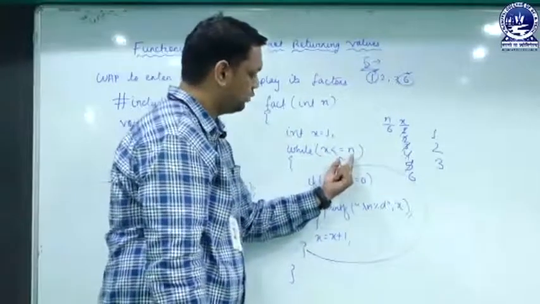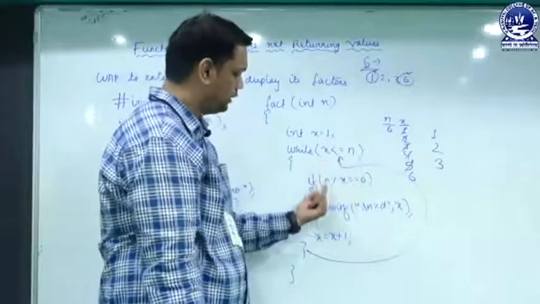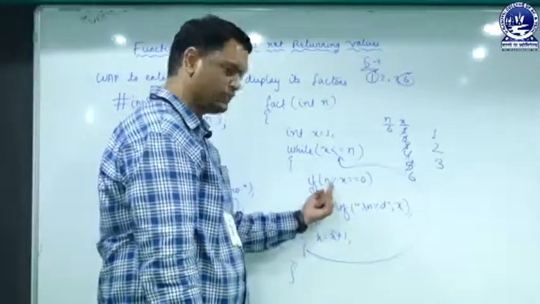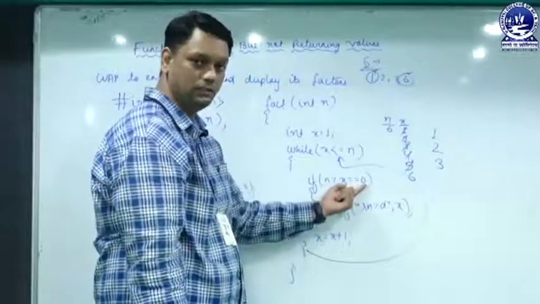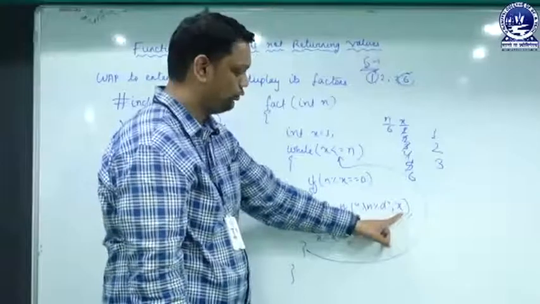So x is less than or equal to n, 6 is less than or equal to 6. Yes, true. It will enter the block. 6 is divisible by 6. Yes, 6 is divisible by 6 and the remainder is 0. So it will enter the block over here and it will print the value of x.